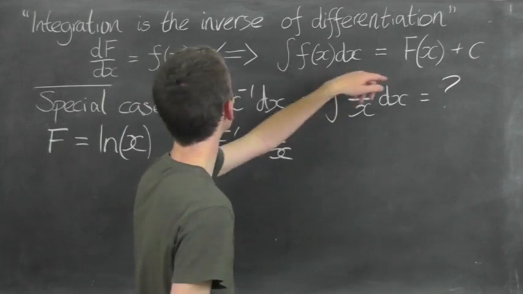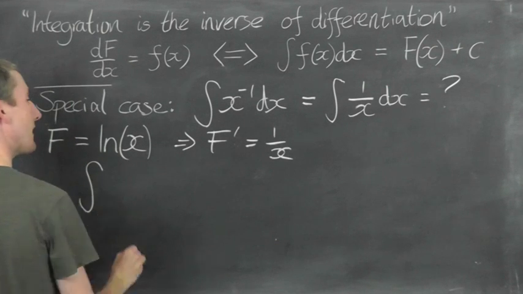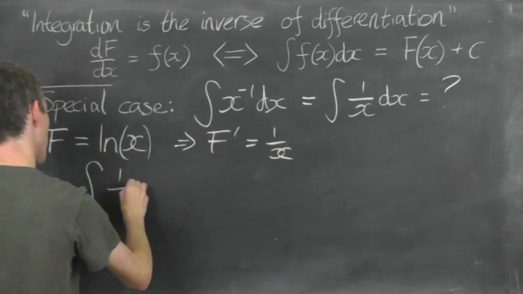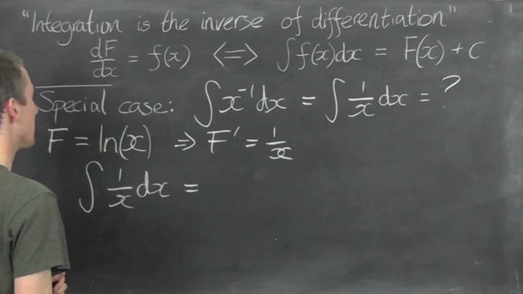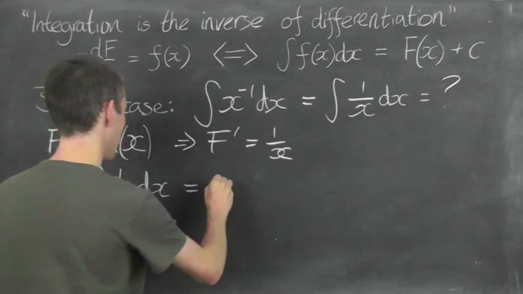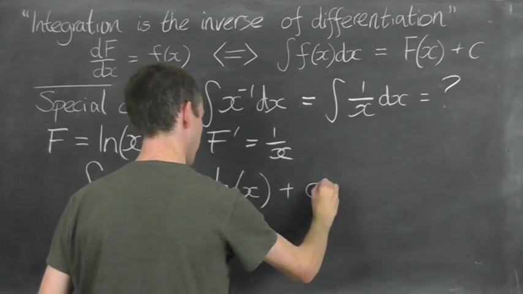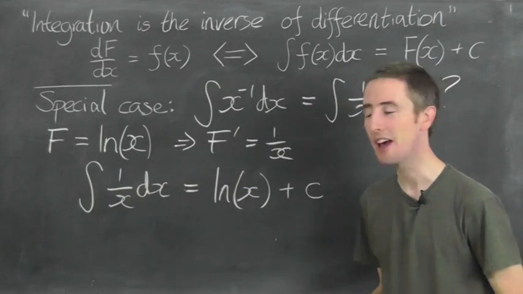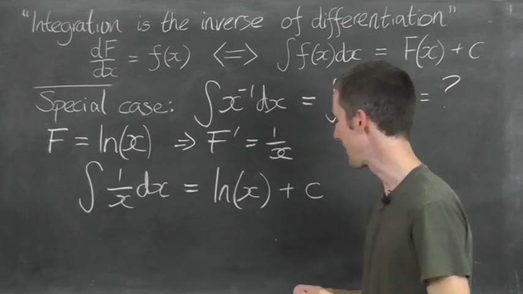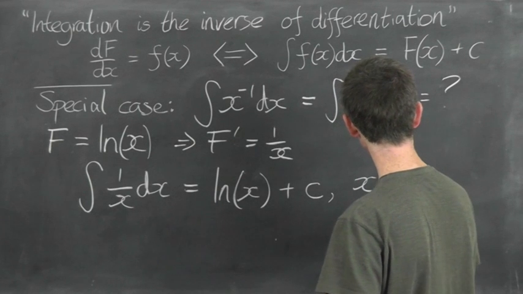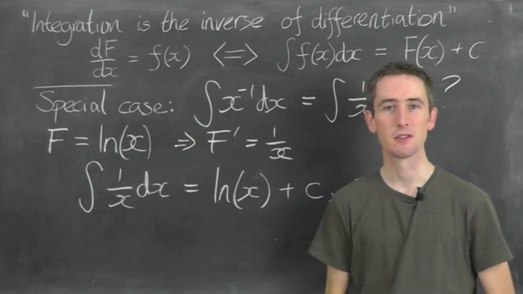And now I can use the fact that integration is the inverse of differentiation to write the indefinite integral of 1 over x is equal to log of x plus c. Now there's one caveat here. Log of x is only defined when x is greater than 0. So I should add here, this result is for x greater than 0. But in a moment we'll derive the general result.